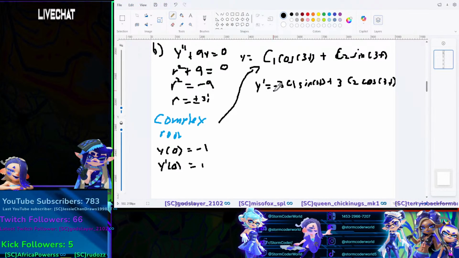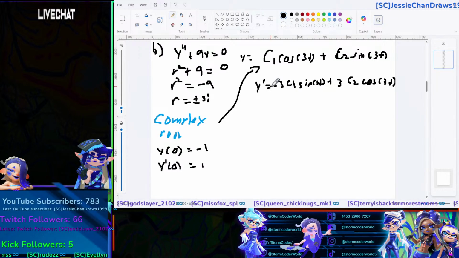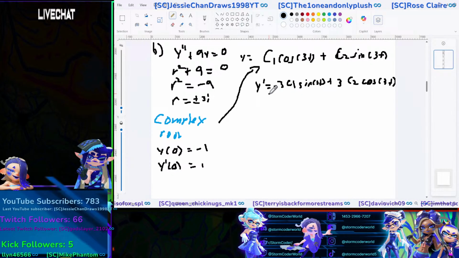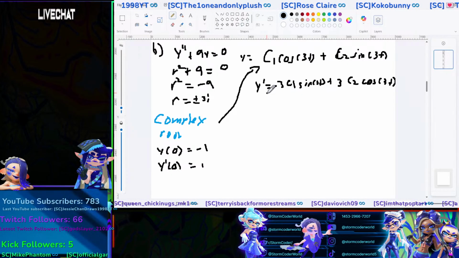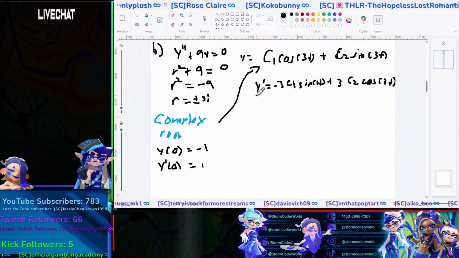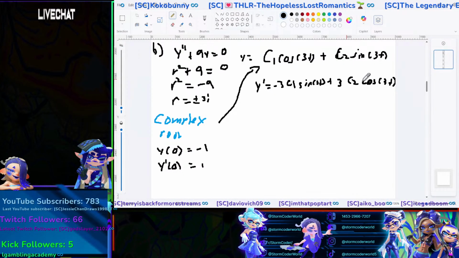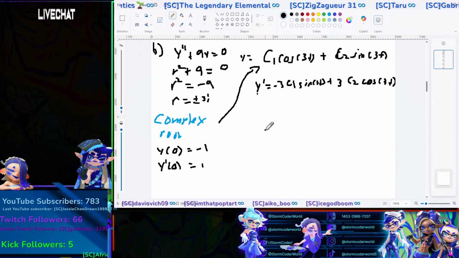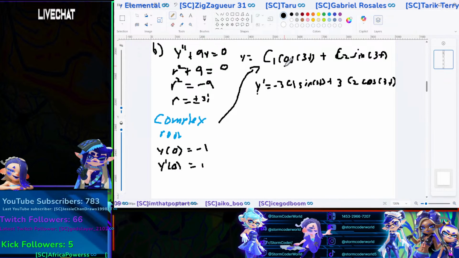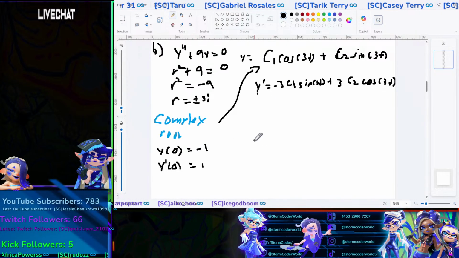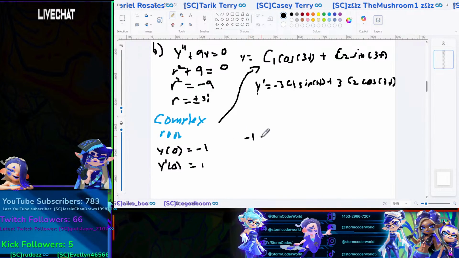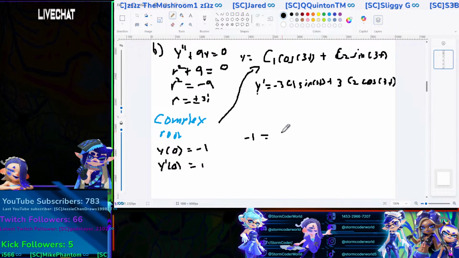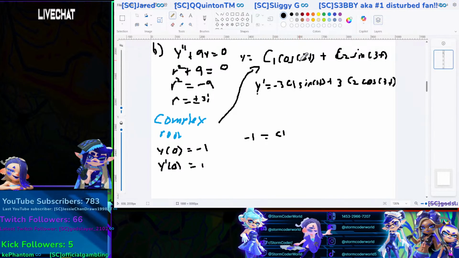Now the secondary goal will be, okay, how do you actually break this down into something useful for the average person? So what I would do is, okay, we have this. Now we need to set it equal to the corresponding numbers. So when y of 0 is equal to -1, this sine function goes away, so I just have C1 here. So -1 is equal to C1, and that's from this first equation.